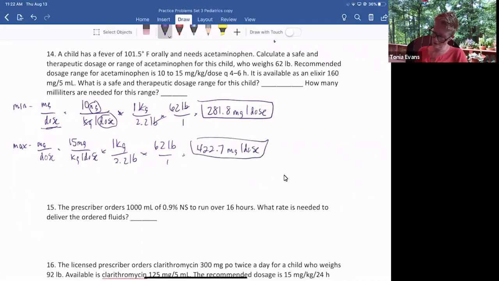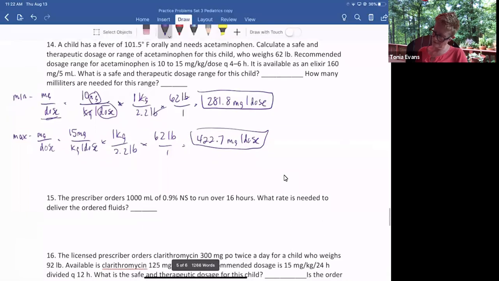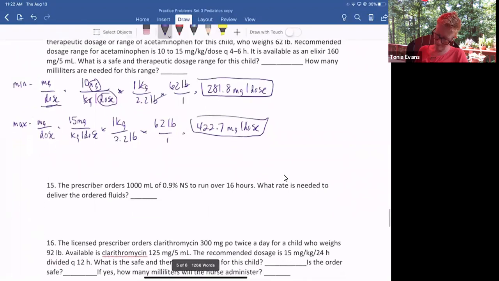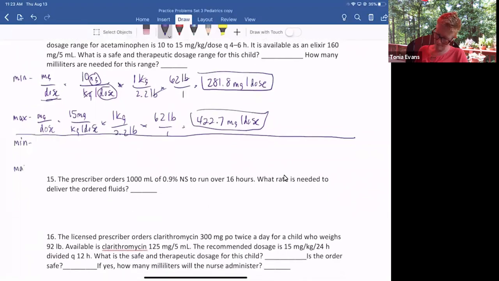We have an order for, what was it? Oh, how many milliliters are needed for this range? Okay, I forgot, they didn't give us a dose. Okay, so how much can we give? We can give anywhere between, this is another little brain tease. So minimum milliliters per dose.